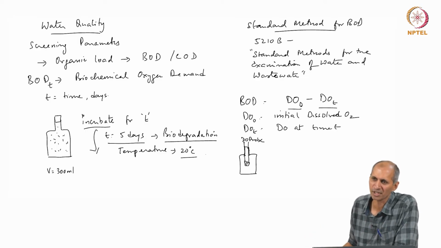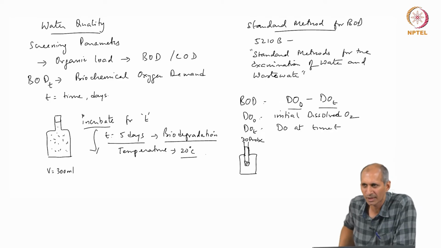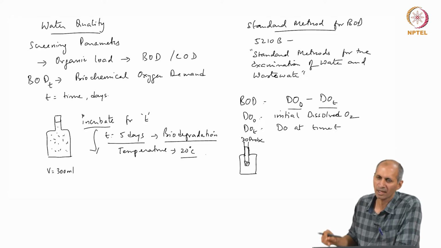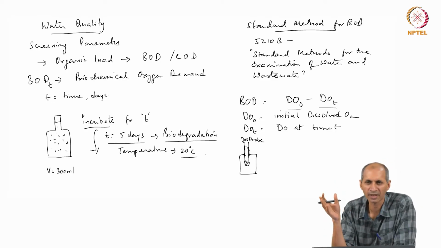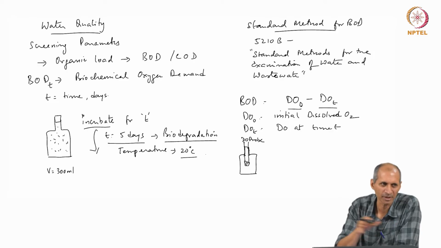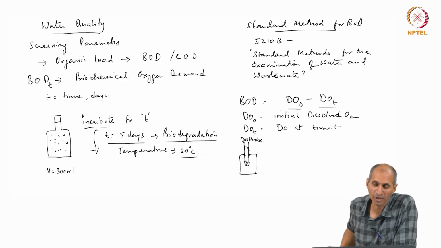This is why everybody follows the standard method. If you do not have the equipment to follow a standard method, you should not call it a standard method. You should say that I measured BOD at 35 degrees centigrade using some other instrument, or you can develop your own method. So, it is not the standard method of BOD, that is all. Because a lot of things will change.